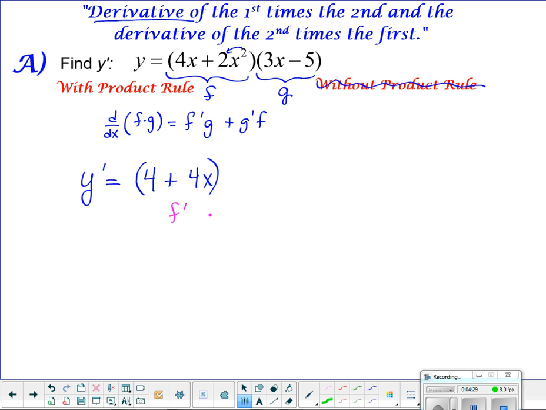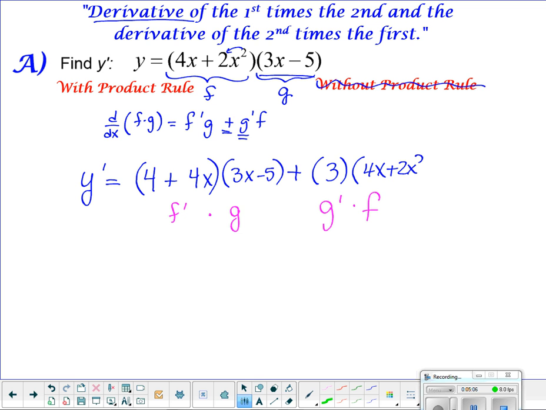Now what we need to do is multiply it by g. And g is 3x minus 5. Next comes the plus, and I go into the derivative, g prime. So now we're going to look at the second expression and take its derivative. Second expression is right here, 3x minus 5. The derivative of that would be simply 3, and I multiply it by the expression f, and that was 4x plus 2x squared. That was my f function.